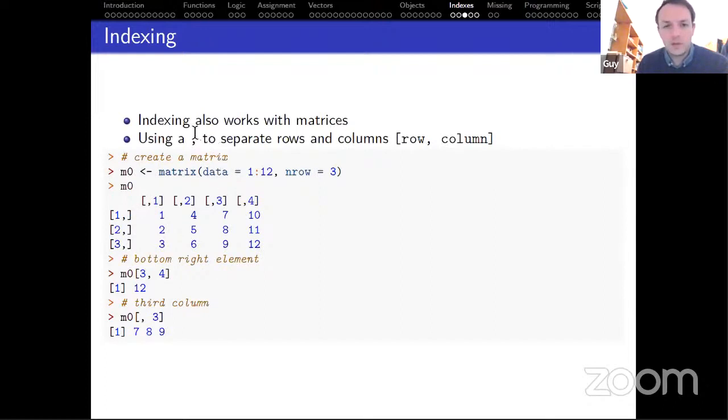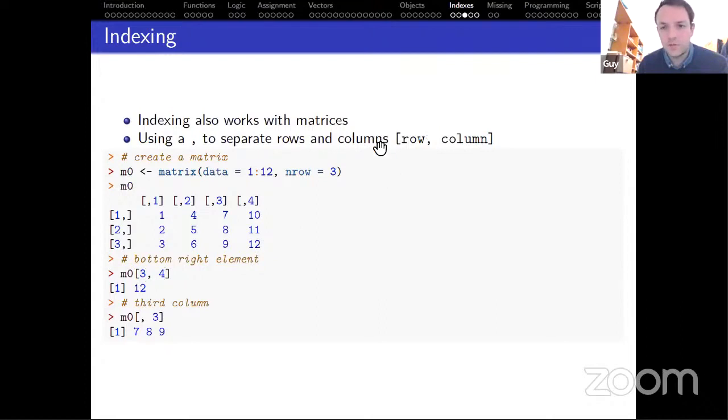Okay, so indexing also works with matrices. Here we define a matrix, which is just a simple 3x4 matrix, and then we can use the square brackets to select a part of this matrix. Say we want to take the third row and the fourth column, then this is the element 12, right? That is taking the third row and the fourth column.